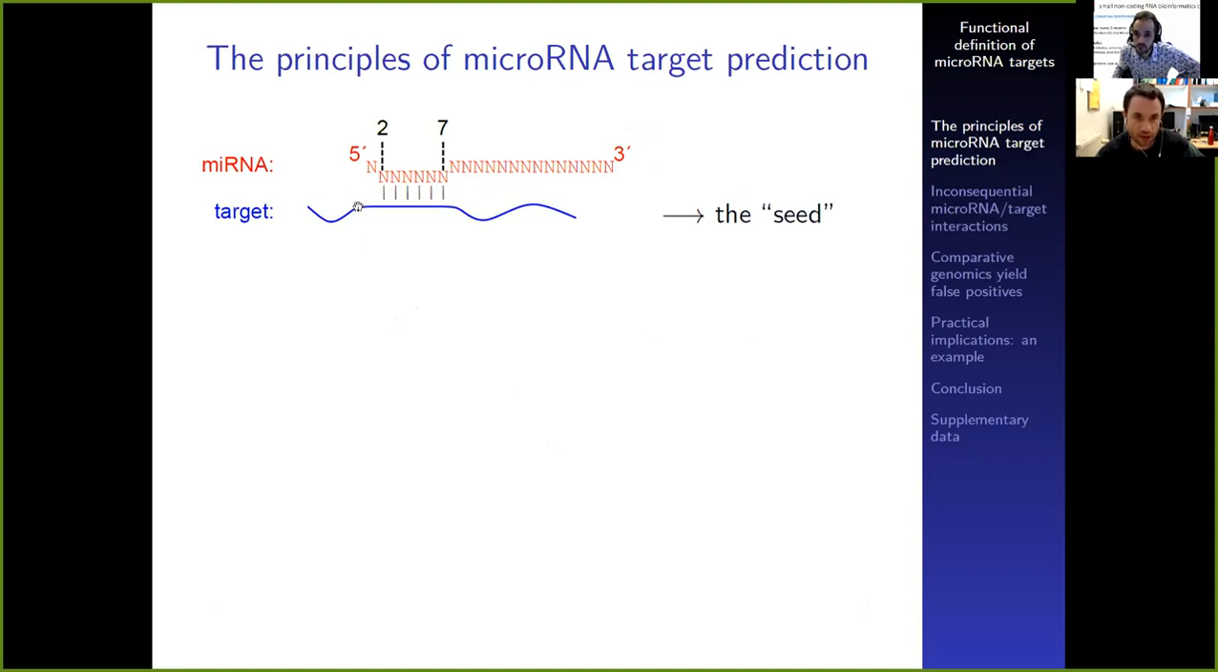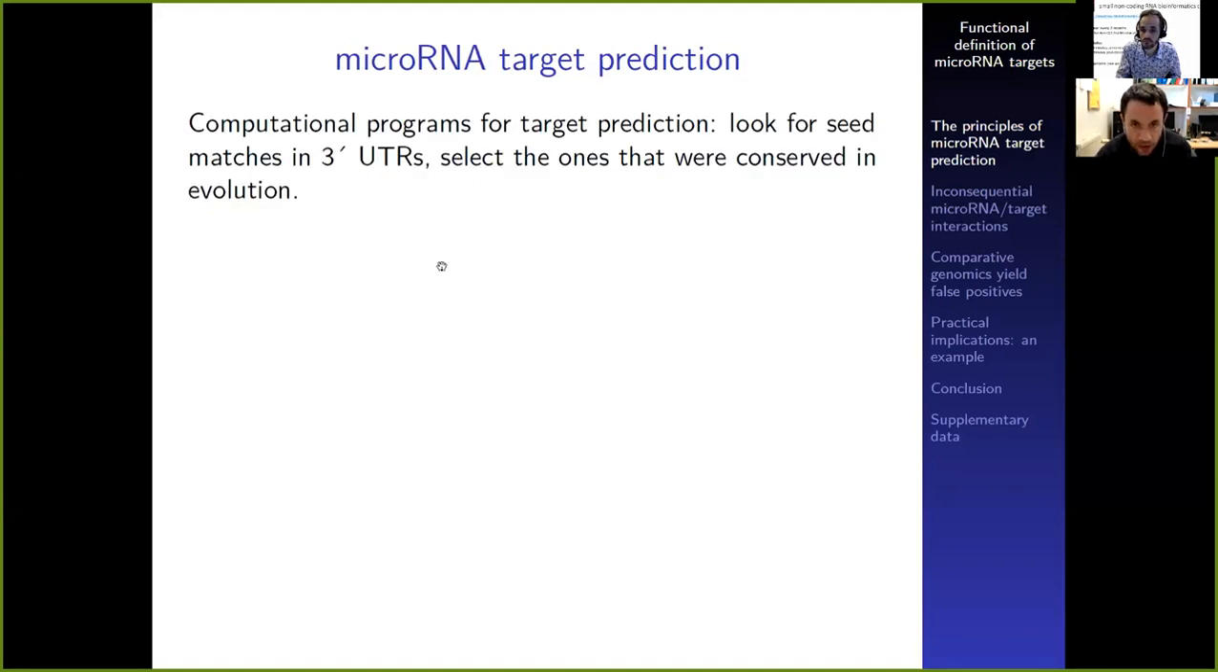So when a target exhibits a perfect seed match to a microRNA, especially if this seed match is located in the 3' UTR of the target, then the target in general is repressed. And so that's how many computational programs could be developed for target prediction. They look for seed matches in 3' UTRs, and then they also select the ones which have been conserved in evolution, assuming that if the binding site has been conserved, certainly it must be useful to repress that target by that microRNA.